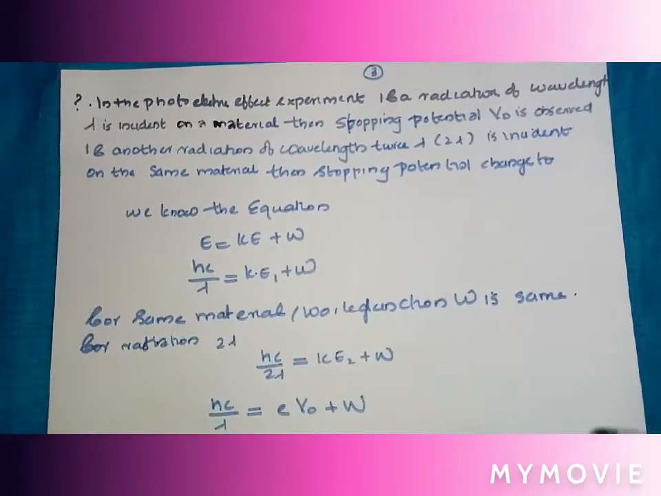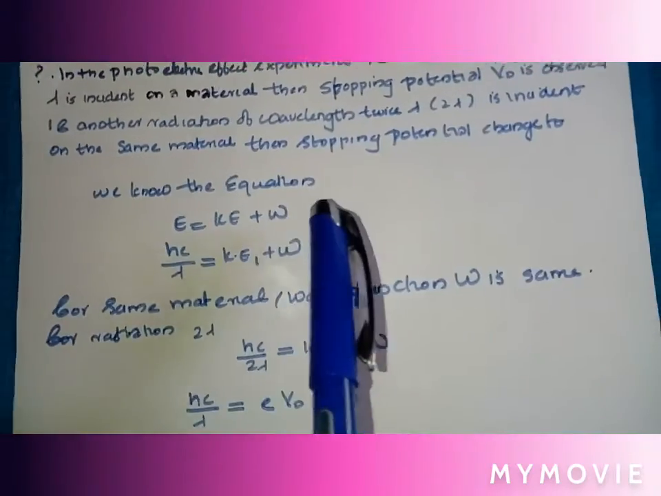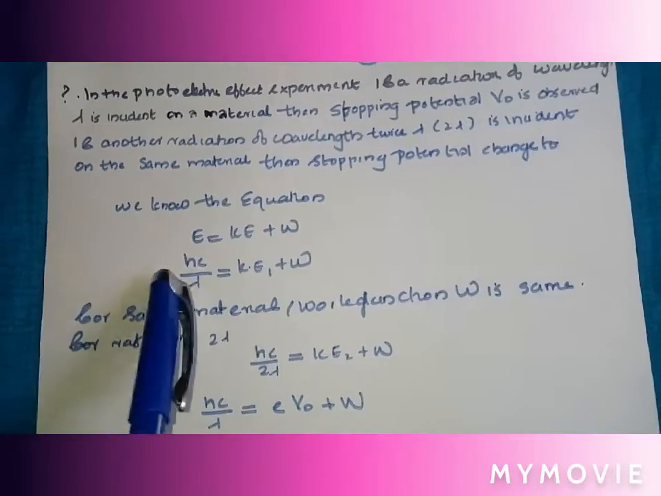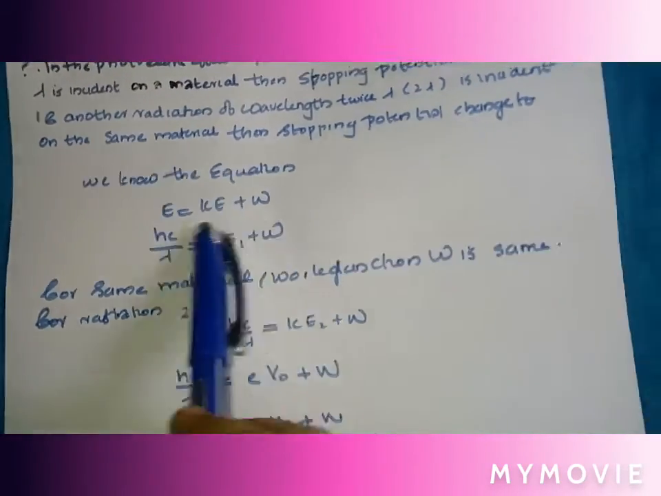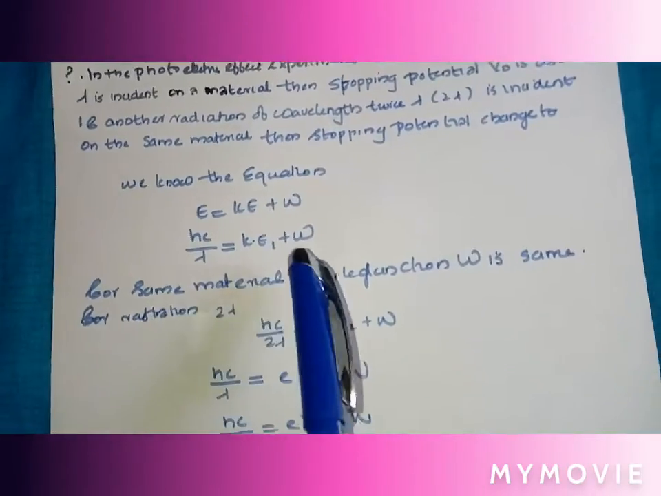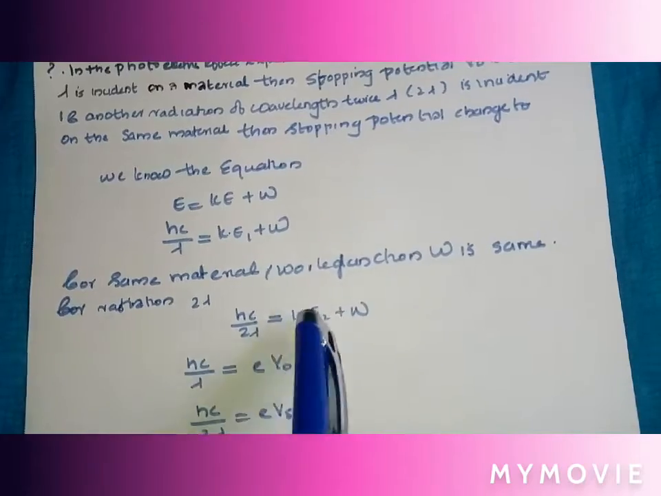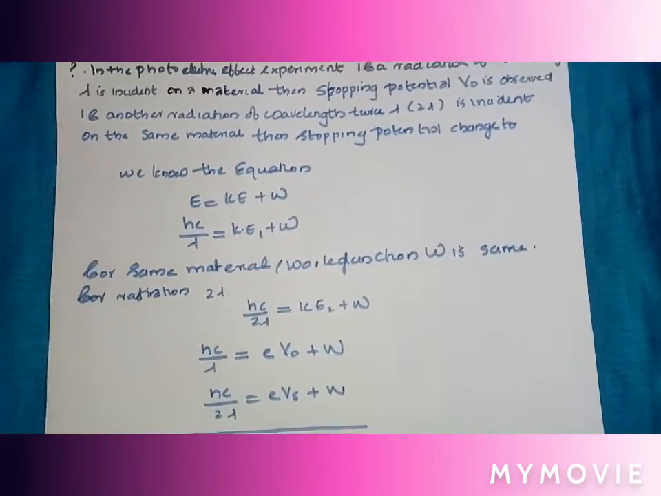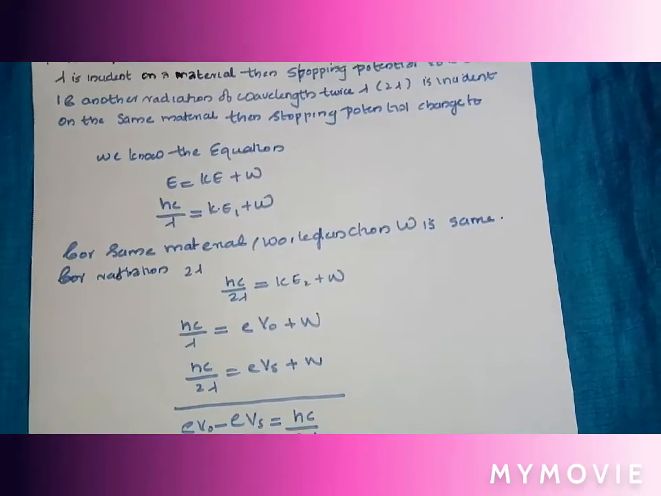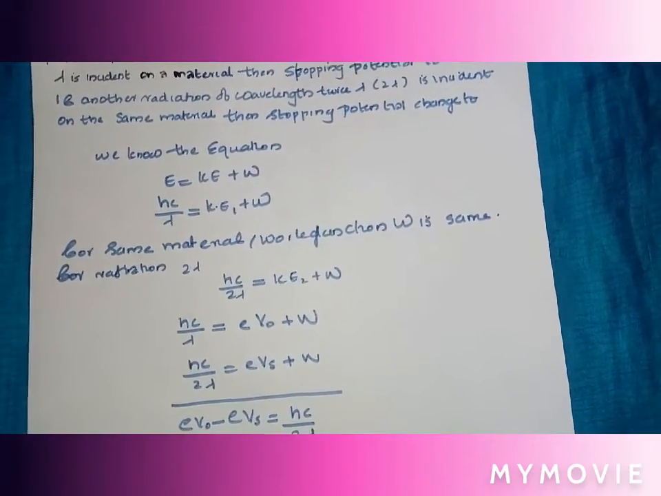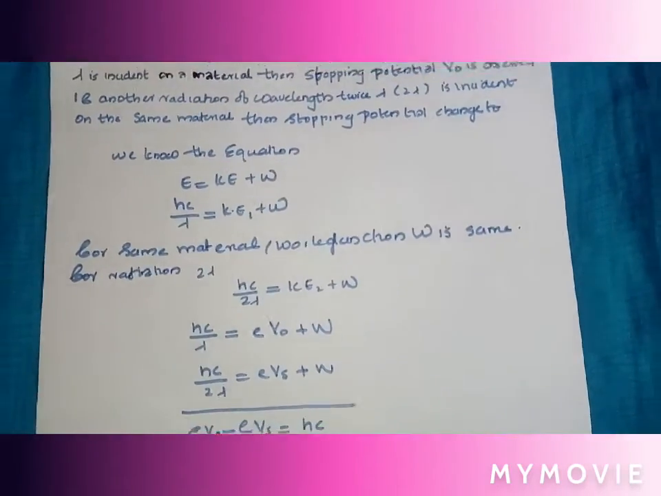We know the basic equation for the photoelectric effect, that is energy is equal to kinetic energy plus work function. Energy is equal to hc by lambda, that's equal to kinetic energy plus work function for the first radiation. For the second radiation, lambda changes to 2 lambda, so the equation changes to hc by 2 lambda equal to kinetic energy 2 plus W. We know that for the same material the work function will be the same, so W is the same.